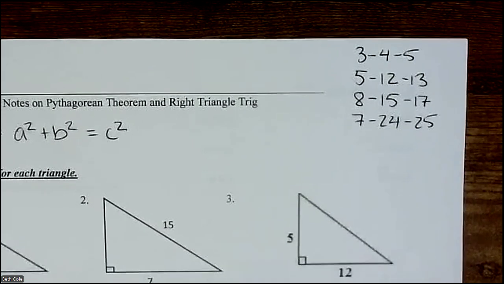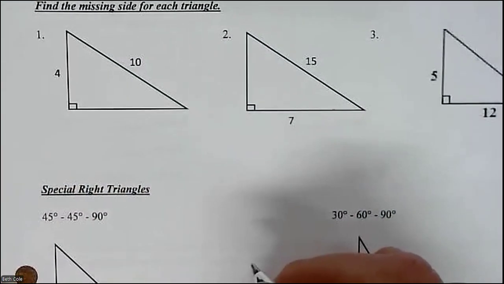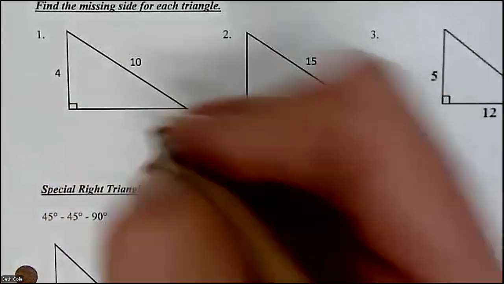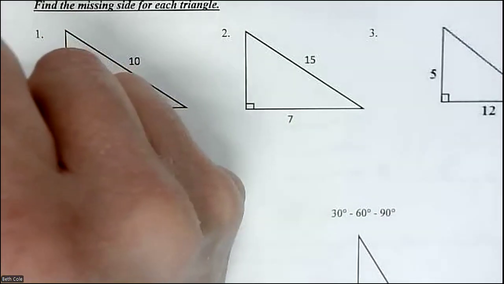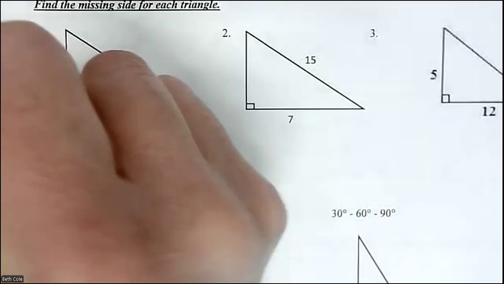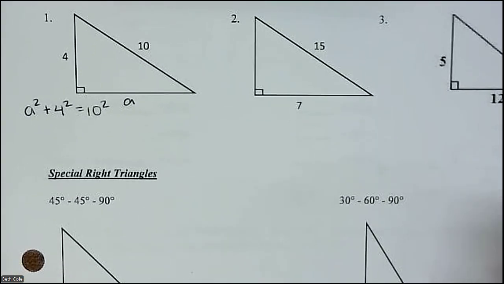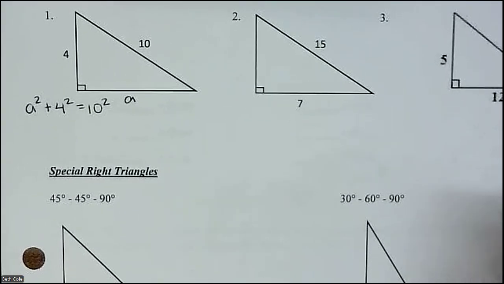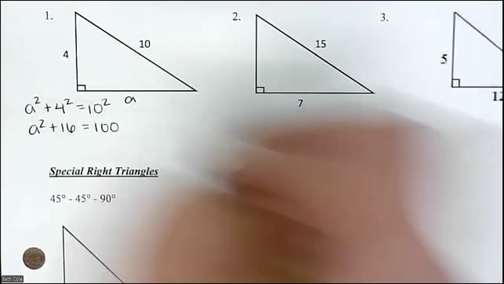All right. So let's go ahead and give this first one a try. You can call the missing side kind of whatever you want. I usually go with A, B, or C if it's the hypotenuse. So I'm going to call this A, and we're going to just set it up. So A squared plus 4 squared equals 10 squared. And basically then you're just going to work that out if you all want to do that at your own pace, and we'll just make sure we end up at the same spot at the end. That's 16. That's 100.